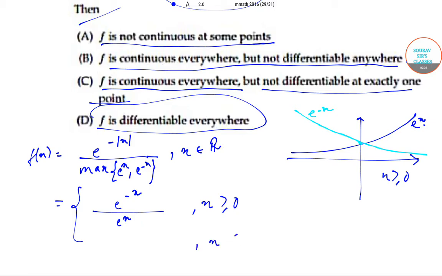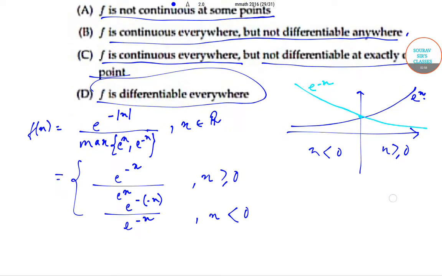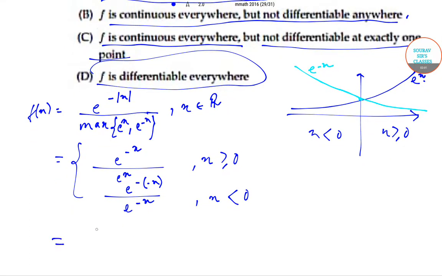And if x is less than 0, in that case the numerator will be given by e to the power minus of minus x, and for x less than 0 we see that e^(-x) is greater than e^x. So we can write that the maximum value will be given by e^(-x). Now if we solve this, it will come down that f(x) will be equal to e^(-2x) for x greater than or equal to 0, and e^(2x) for x less than 0.